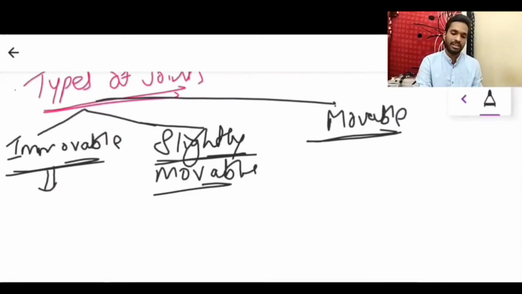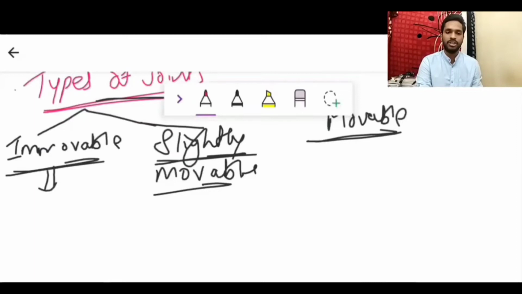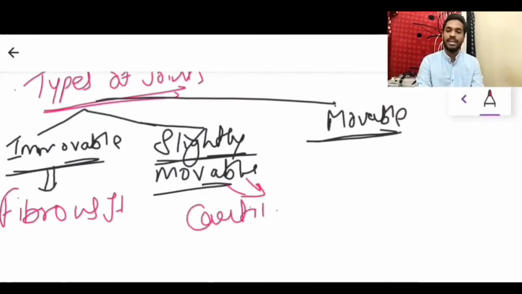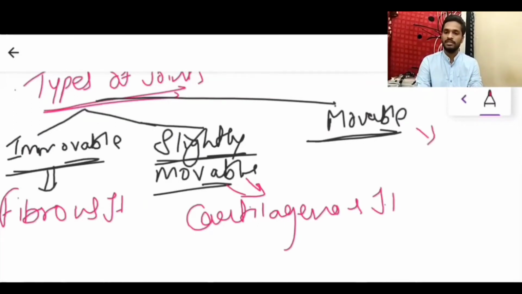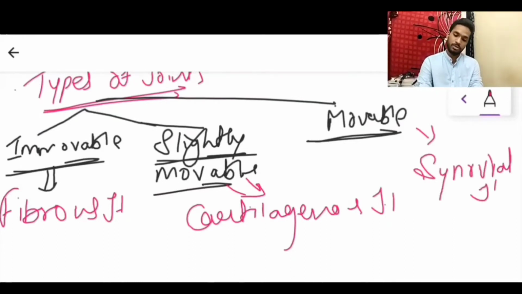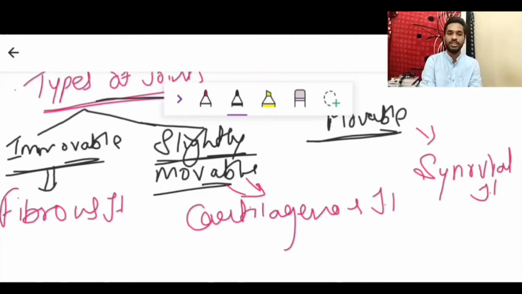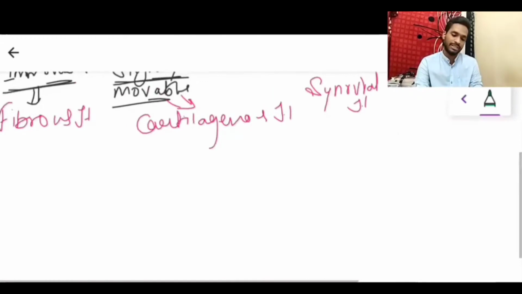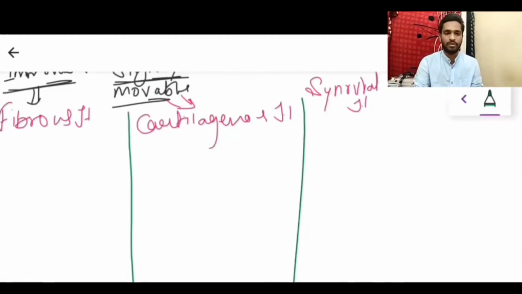These joints are classified as fibrous joints, which is the immovable joint. Then there is the cartilaginous joint, which is slightly movable, and then we have the synovial joint, which is freely movable or completely movable. So these are the three types of joints: fibrous joint, which is immovable; cartilaginous joint, which is slightly movable; and the synovial joint, which is freely movable or completely movable. Now there are many subtypes of each of them. So let's get to know each of them one by one.